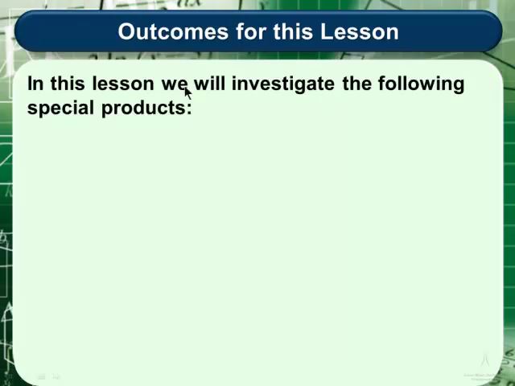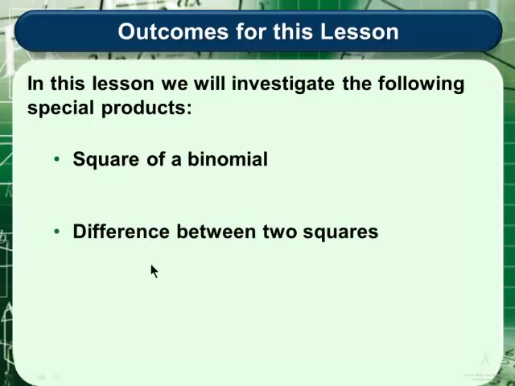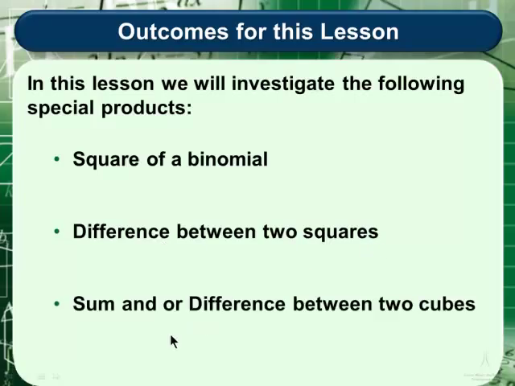In this lesson, we will investigate the following special products. First of all, the square of a binomial. That is, when a binomial is multiplied with itself. Secondly, we would like to consider a product which will result in what is called a difference between two squares. And in the third instance, we would like to consider products which will result in the sum or the difference between two cubes.